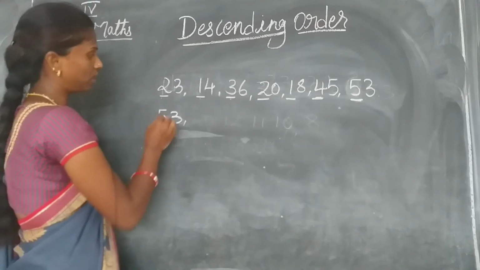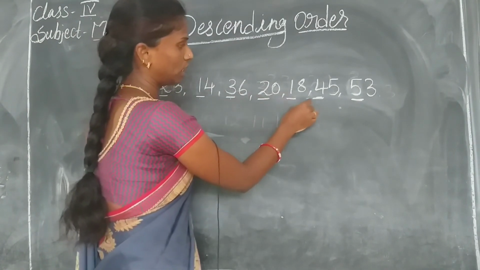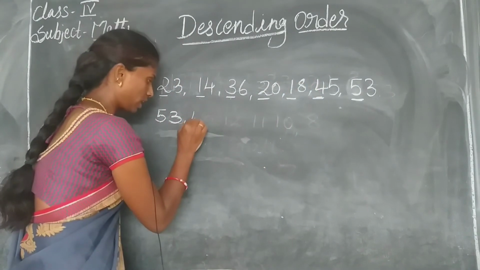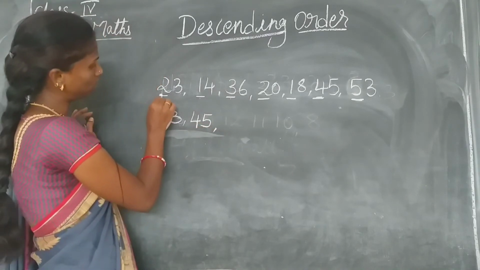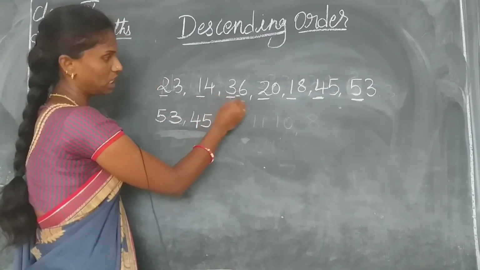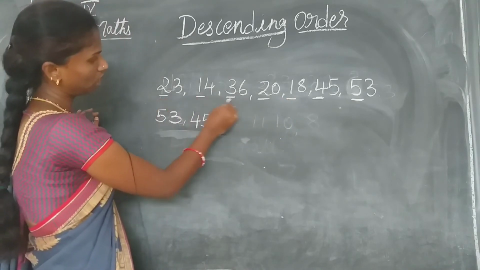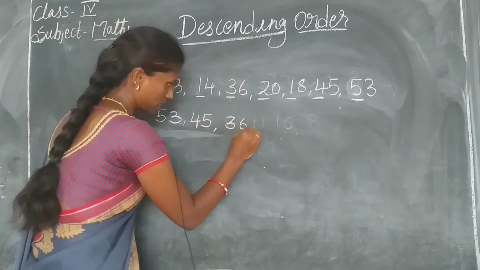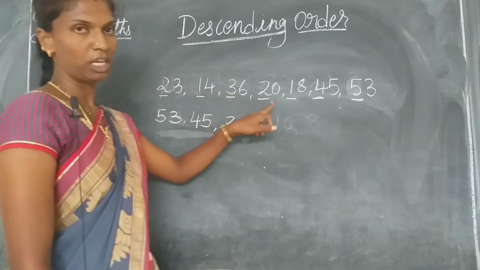Now among the next first digits 2, 1, 3, 2, 1, 4, 4 is the bigger number. So the next number we have to write is 45. Now observe the remaining numbers, 2, 1, 3, 2 and 1. Among all these, which is the bigger number? 3 is the bigger. So we have to write 36.